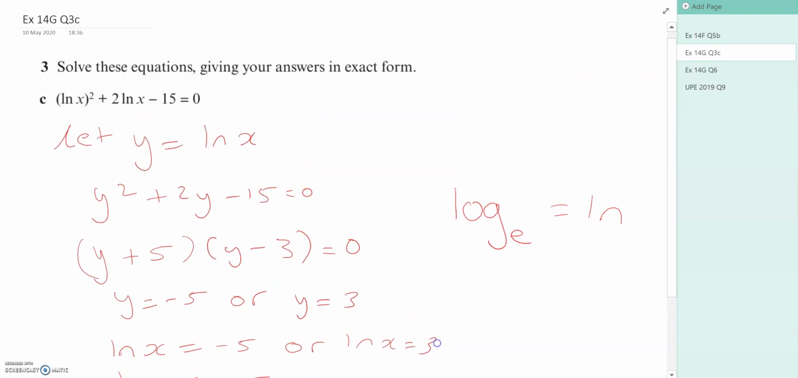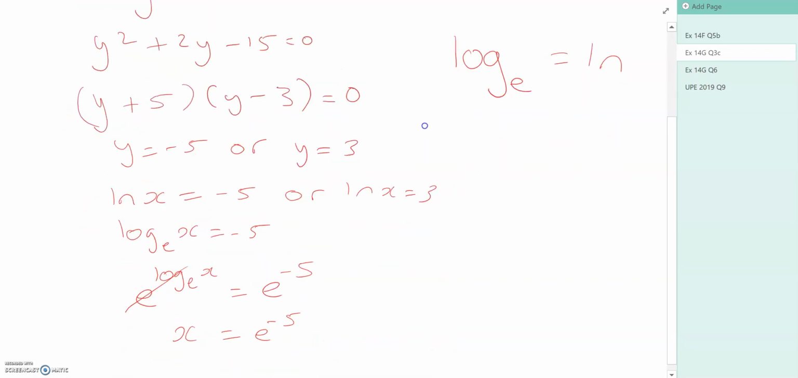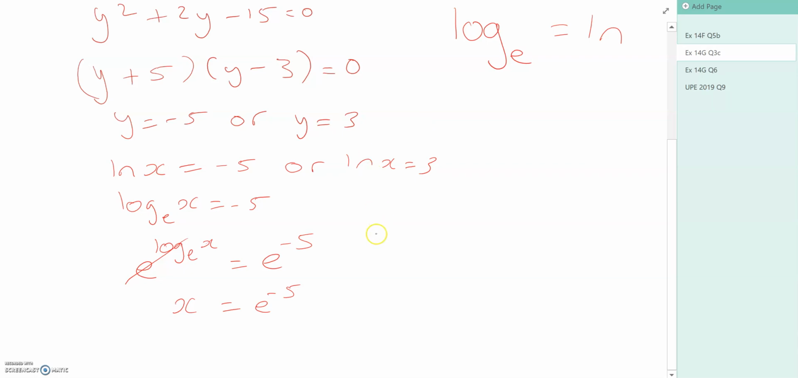And the question said give your answer in exact form, so I'm going to leave it as e to the power minus 5. Then we've got the other one which said ln of x equals 3, so that means log base e of x equals 3. And if I take e to the power of both sides, then the log base e cancels, and I'm left with x equals e cubed.